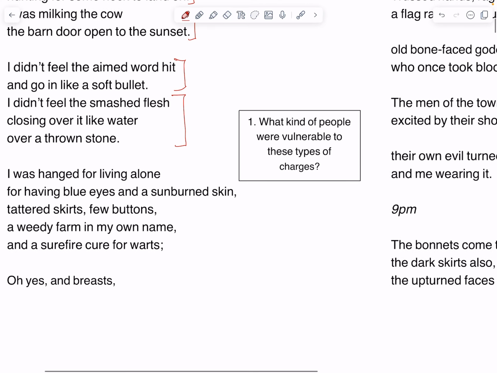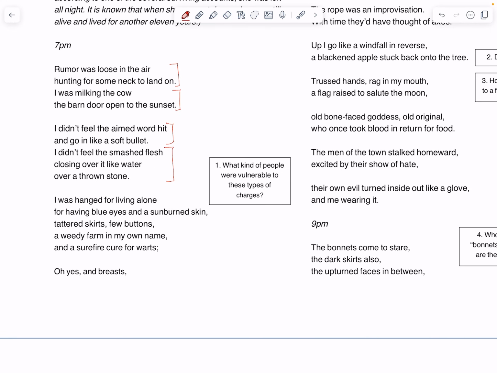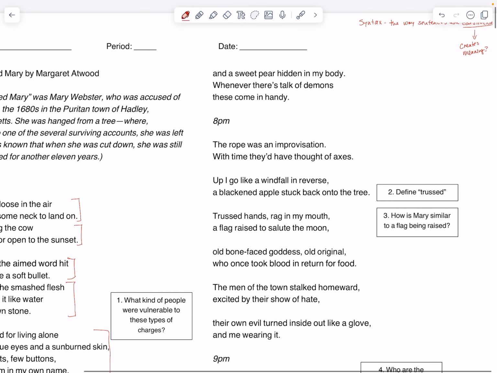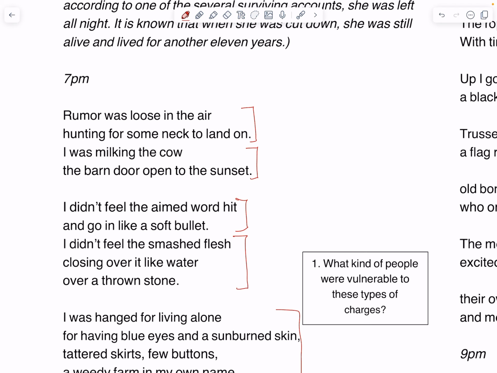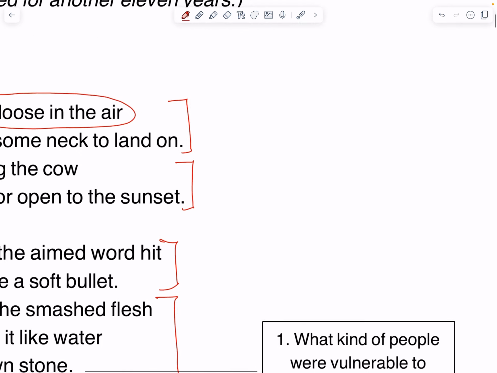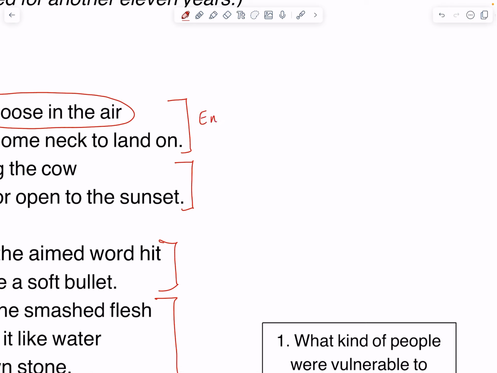And so every time I see a complete sentence in the first stanza, I'm going to just draw a bracket around it. And you'll notice that in the first to third stanza of the 7 p.m. section, the sentence goes all the way into the fourth stanza, up until the 8 p.m. section. Okay. And when you have sentences that continue onto different lines, for instance, "Rumor was loose in the air, hunting for some neck to land on," we call this an enjambment.